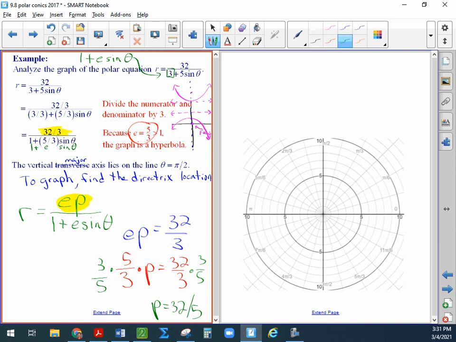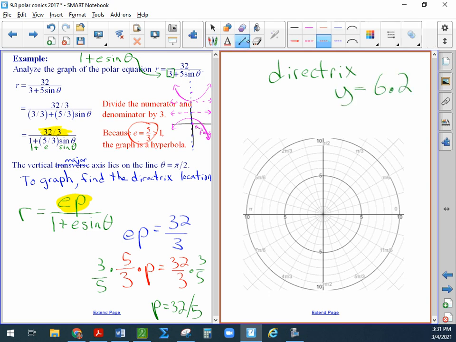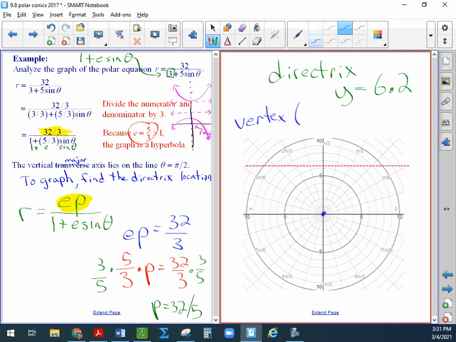32 fifths is 6.2. So I can go to my graph and say my directrix is located at y equals 6.2. Once I have my directrix, I already know that there's a focus right here. I can plug in my quadrantal angles to get the vertices. So I'm going to have a vertex at something, comma, pi over 2, and something, comma, 3 pi over 2.